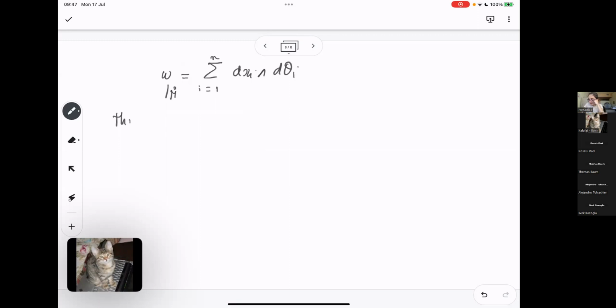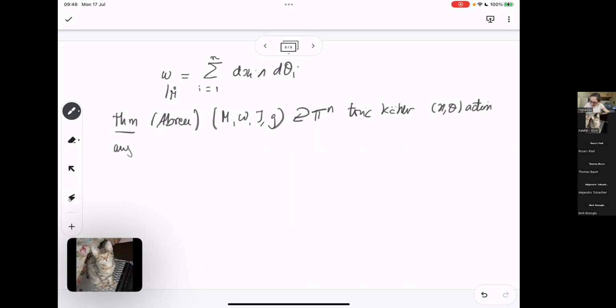And there is another really nice thing about them. In fact, they work well with complex coordinates, although I won't have time to say why, but it translates into the following theorem, which is due to Abreu. The theorem is that, suppose you have a toric Kähler manifold. Then if you have action angle coordinates, there is a function on the moment polytope which gives the metric in the following way. The metric can always be written like this.